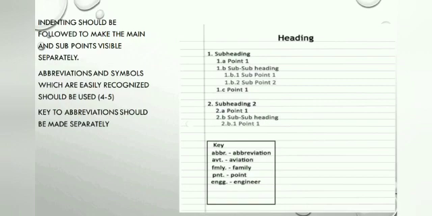4 to 5 abbreviations are usually used in the notes. Key to abbreviations should be made separately. In the end, you will construct a box. In that you will write key to abbreviations, then you will write all the abbreviations. Here in the image, numbering is not done. You will also do numbering when you are writing key to abbreviations, 1, 2, 3, 4, 5 and so on.